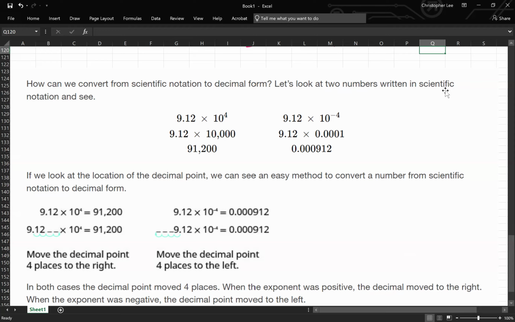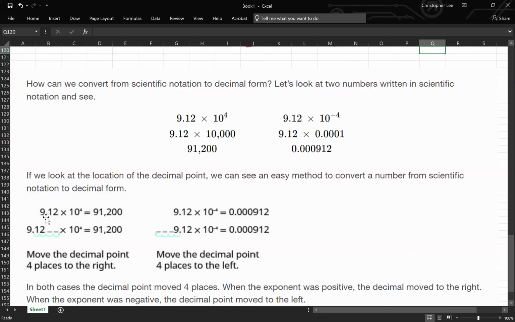Also, I have 9.12 times 10 to the negative fourth power. Now, we know that 10 to the negative fourth power is 0.0001, right? So 9.12 times 0.0001 is 0.000912, all right? So if we look at the location of the decimal point, we can see an easy method to convert a number from scientific notation to decimal form, right?